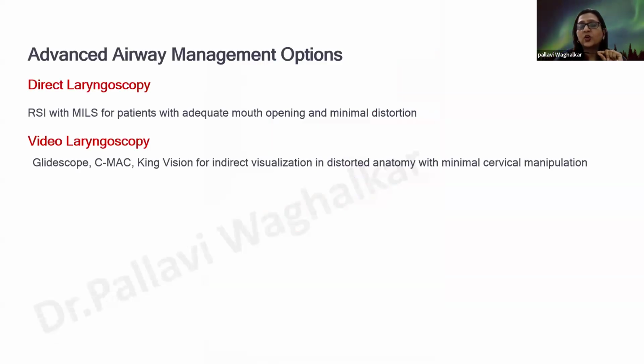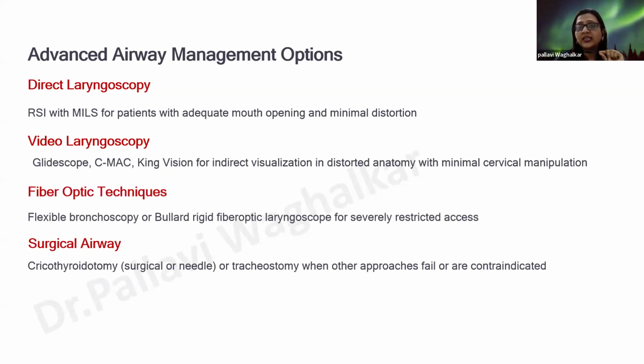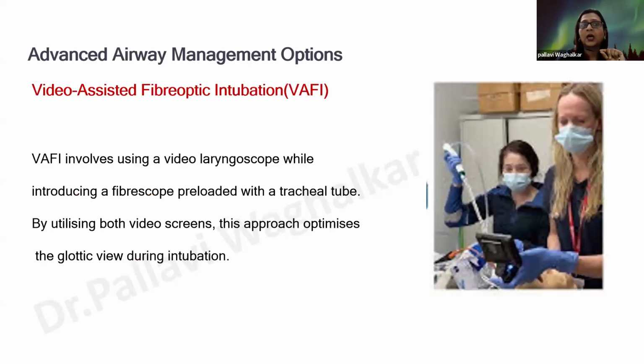So advanced airway management options include direct laryngoscopy, wherever the mouth opening is adequate with minimal distortion, with RSI and manual inline stabilization. Whenever there is indirect visualization in distorted anatomy and minimal cervical manipulation is required, we can always go ahead with video laryngoscopy. And whenever there is severely restricted access, we can go with flexible bronchoscopy or Bullard rigid fiber optic laryngoscopy. And when all these approaches fail or are contraindicated, we have to go with the surgical airway.